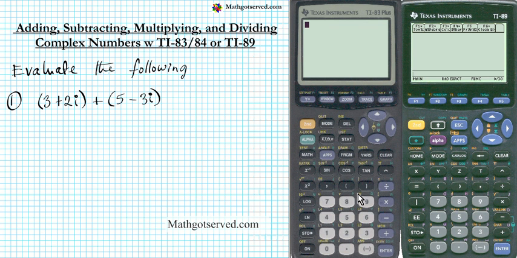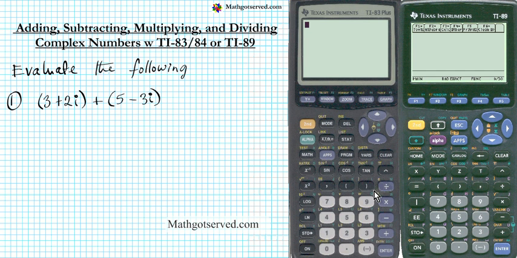So let's do this using the calculator. You just need to know that the imaginary number i is the yellow option on the period button for the TI83 and 84, so you can just go second function period. Second function period gives you the i. On the TI89, it's the yellow option on the catalog button, so second function catalog will give you the i also. Alright, so let's go ahead and enter this expression in both calculators and we will see the results we'll get.